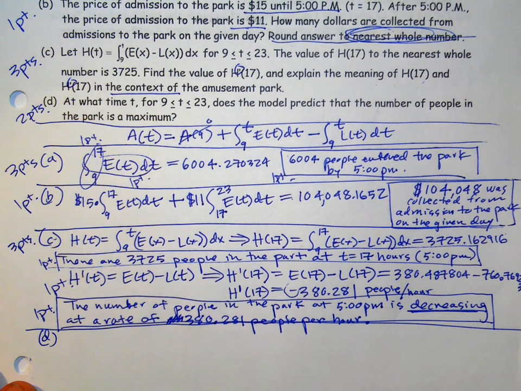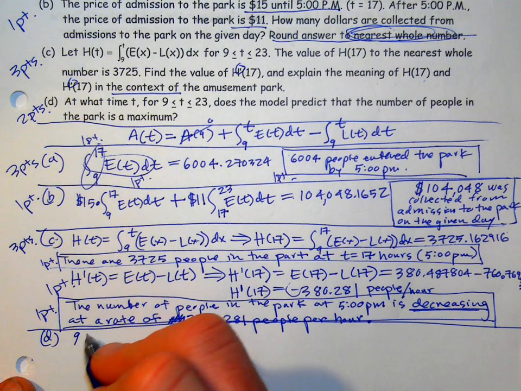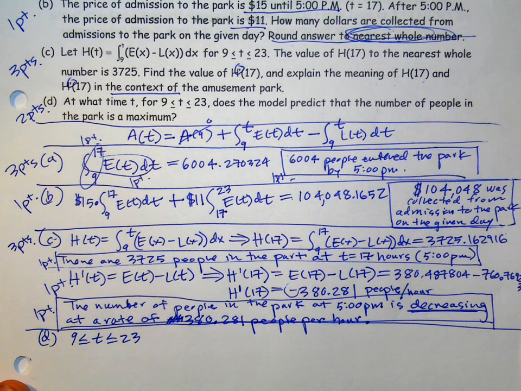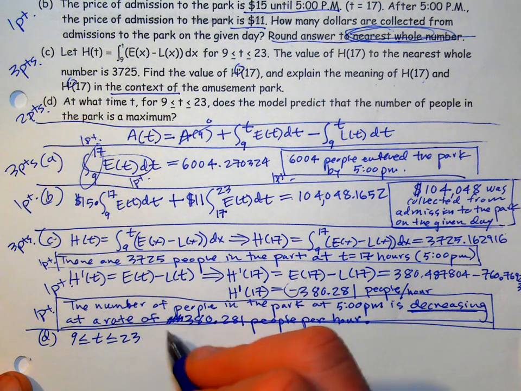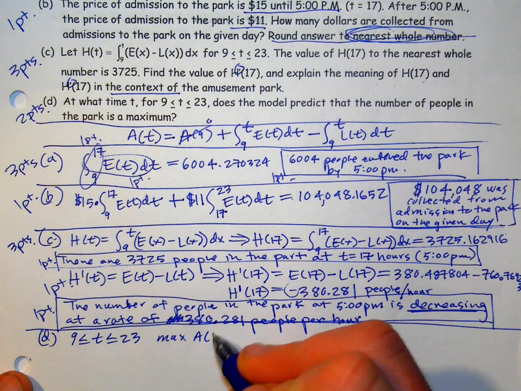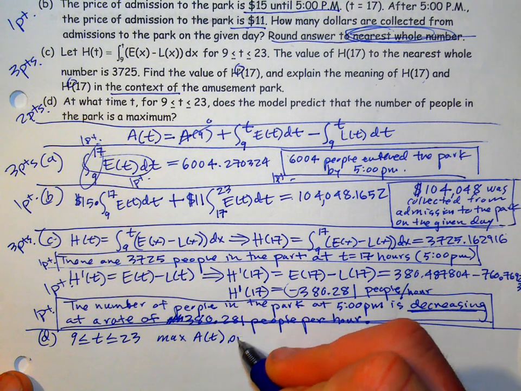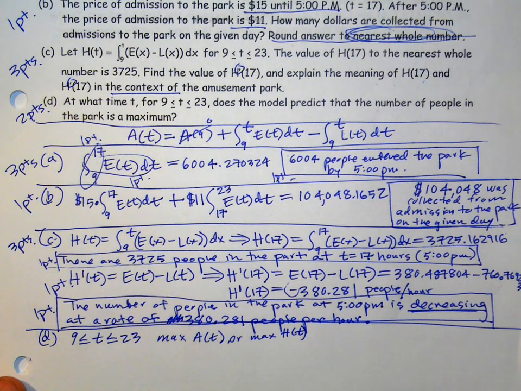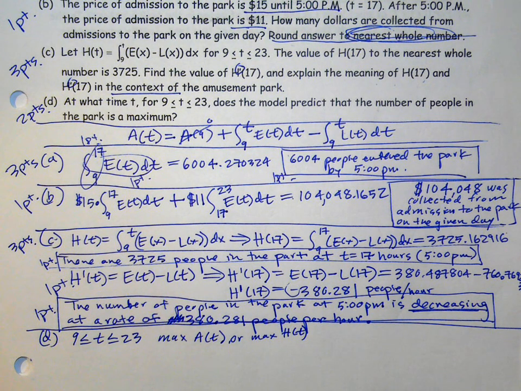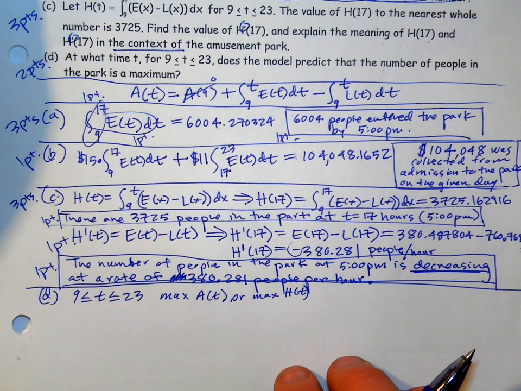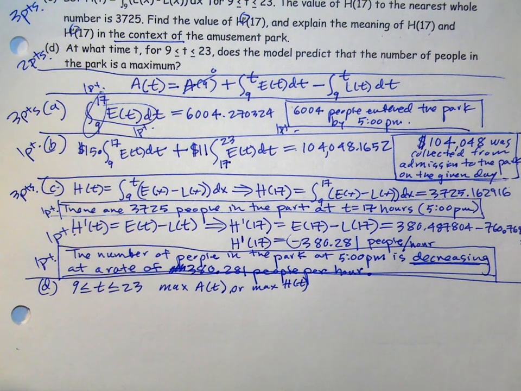D, super common. At what time between 9 and 23, which is the park's opening hours, does the model predict that the number of people in the park is an absolute max? So we're looking for max amount of people, or max H, if you want to go with the name they gave it on part C. This is an EVT problem. You want to do extreme value theorem because you got to justify your answer, and anything other than extreme value theorem is going to be hard to justify if it even gives you an answer. So hopefully we can use extreme value theorem.